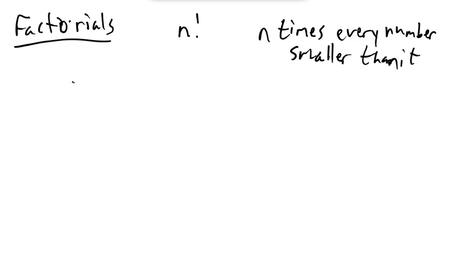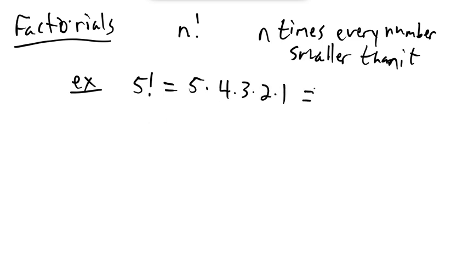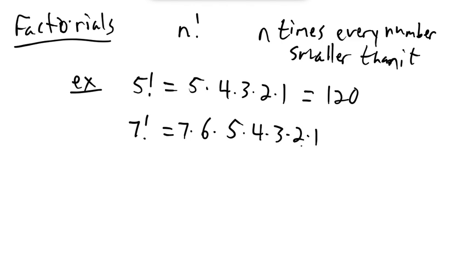For example, if we have 5, and that's not just a really excited 5, we read that as 5 factorial. That's the same thing as 5 times every number smaller than it: 5 times 4 times 3 times 2 times 1, or 20 times 6, 120. In the same realm, 7 factorial would be 7 times 6 times 5 times 4 times 3 times 2 times 1. Now, where would these come up?